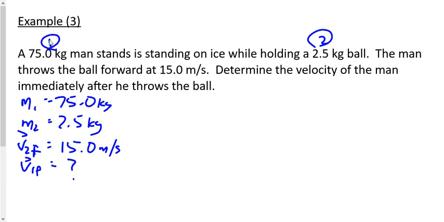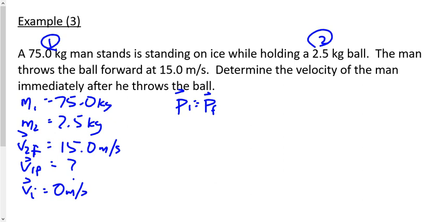Is there anything else that we have here if we read between the lines? Yep. So the initial, let's just call it VI, since they both start at 0, and really it's one object before, right? The man-ball combination, one object, one mass, 75 kilograms. 0 meters per second. Good. Now let's say PI is equal to PF. We could analyze the impulse experienced by the ball or the impulse experienced by the man. But if we're analyzing both the ball and the man, then we have to do conservation of momentum.